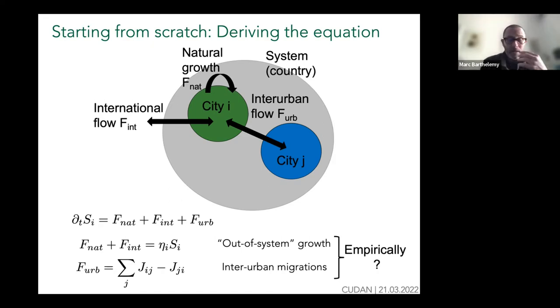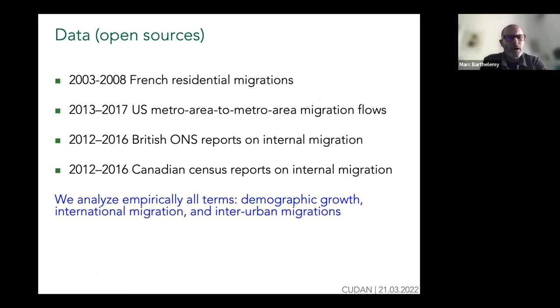And the good thing is that we have the data for these terms. It's not the easiest data to find, but we had it for these different cases: France, US, UK, and Canada. It's actually not so easy to find the interurban data. I mean, how many people move from one city to the other from year t to year t plus one, for example? That's not super easy to find. But we got basically these four data sets. And so we could study these different terms: international migration, which is usually super small, in fact, and demographic growth and interurban migration.